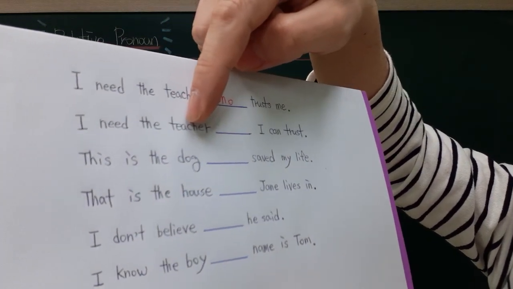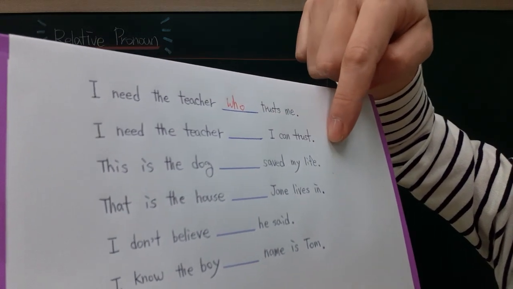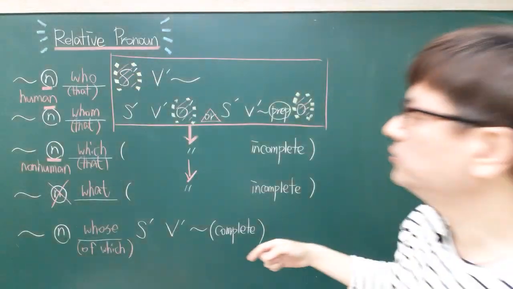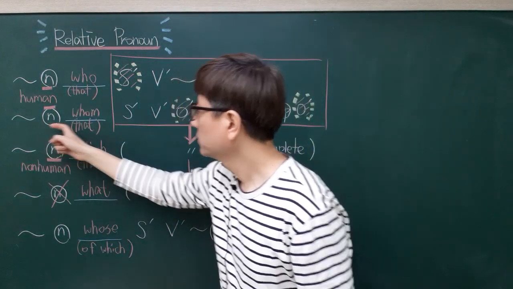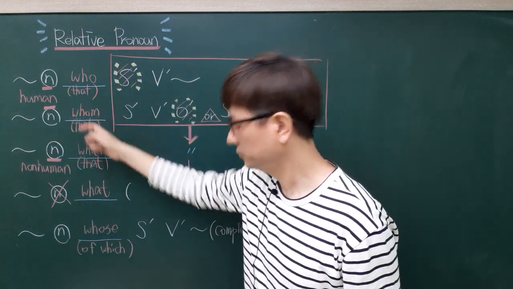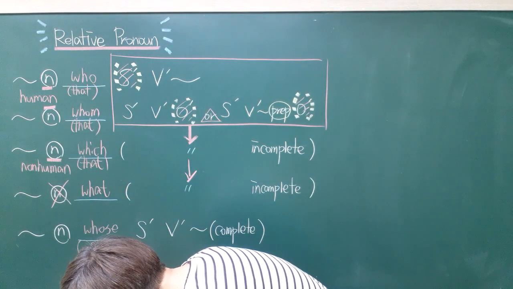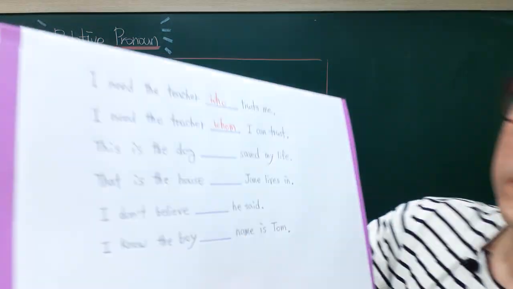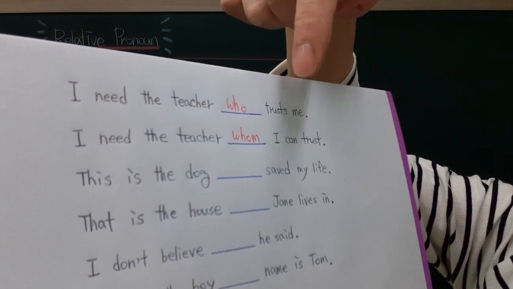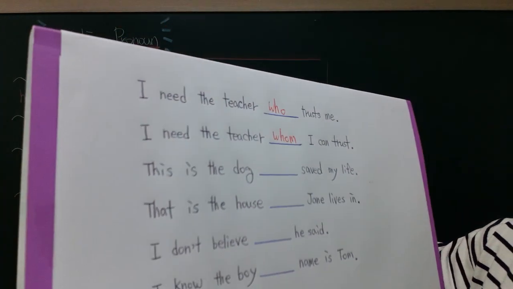Teacher is human, and I is subject, can trust is a verb. There's no object. So human, no object. Then the correct answer is whom. So the correct answer is, I need the teacher whom I can trust. Or that is okay as well. I need the teacher that I can trust is okay as well.